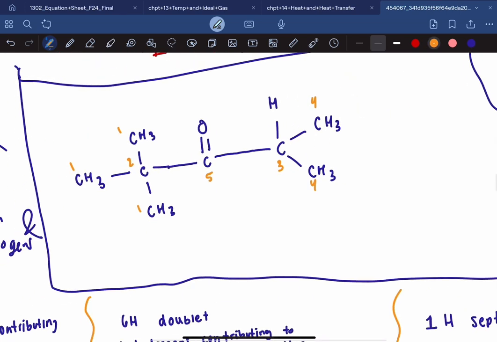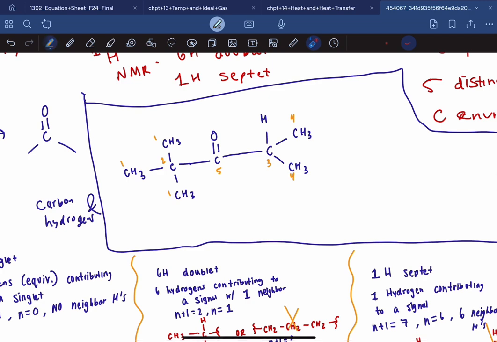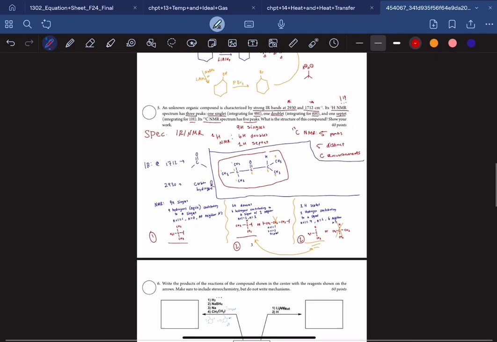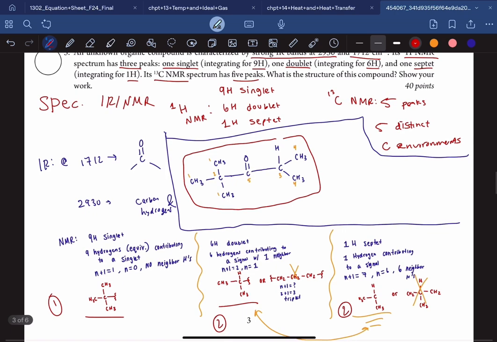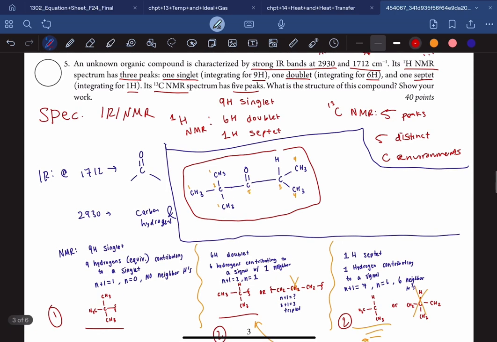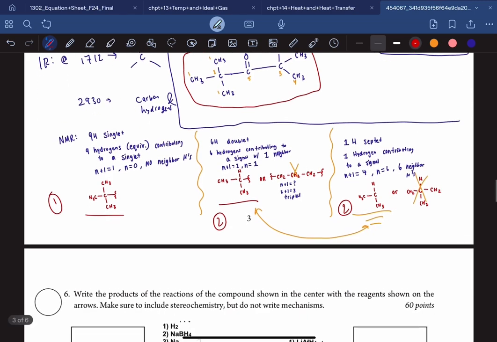And this wouldn't change the hydrogen splitting at all, because this carbon doesn't even have hydrogens, right? There's no hydrogens here. So it wouldn't change the splitting for anybody. And so this would be the answer right here, like that. So that's how you do this IR NMR type of problem. If you have questions on that, you can also message or comment or whatever, and we'll get to it.